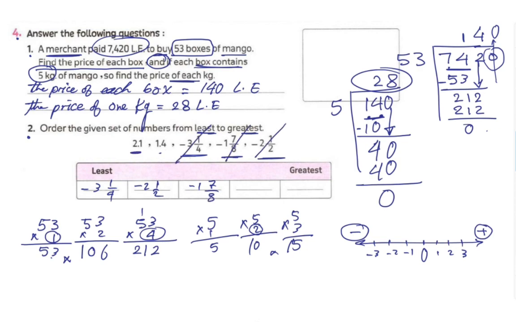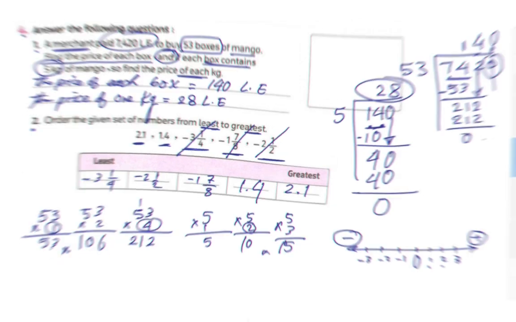So I have 2 positive numbers. Of course 2.1 is to the right of 1.4. So the smallest one of them is 1.4 and the greatest number is 2.1 as rational numbers. Okay, let's go to question number 3.